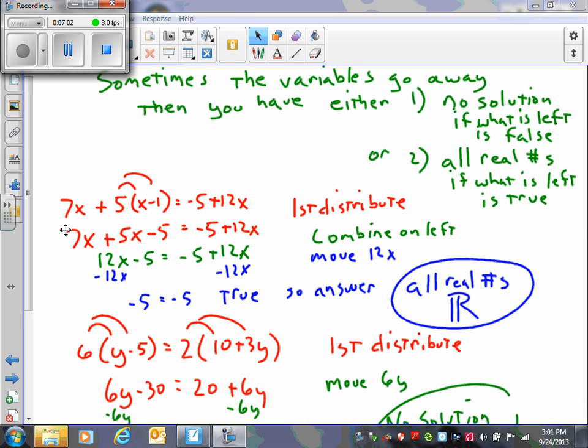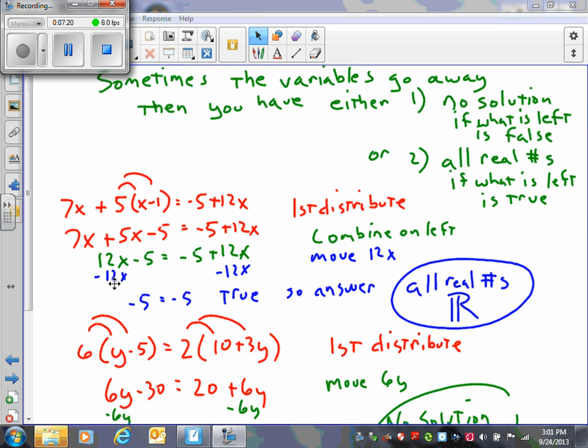Before you move an x, you want to combine the ones that are on the same side. So 7x plus 5x is 12x. So I still have the minus 5 equals minus 5 plus 12x. Now move 12x. It doesn't matter which one because they're the same, and what's going to happen is you're going to put minus 12x on both sides.